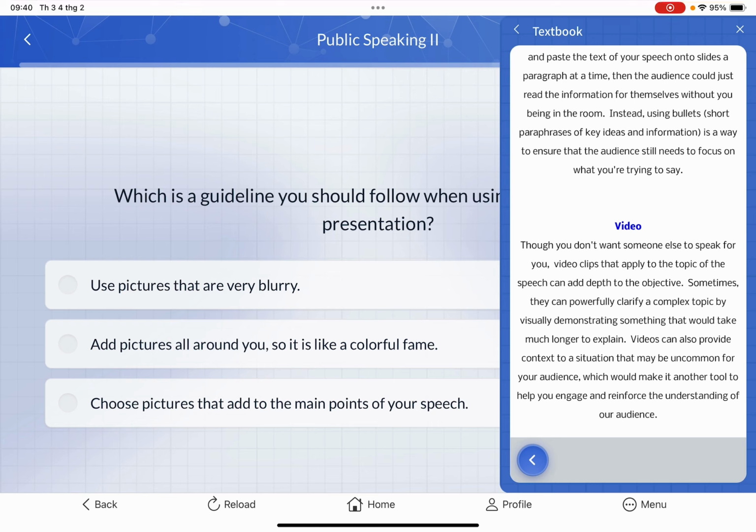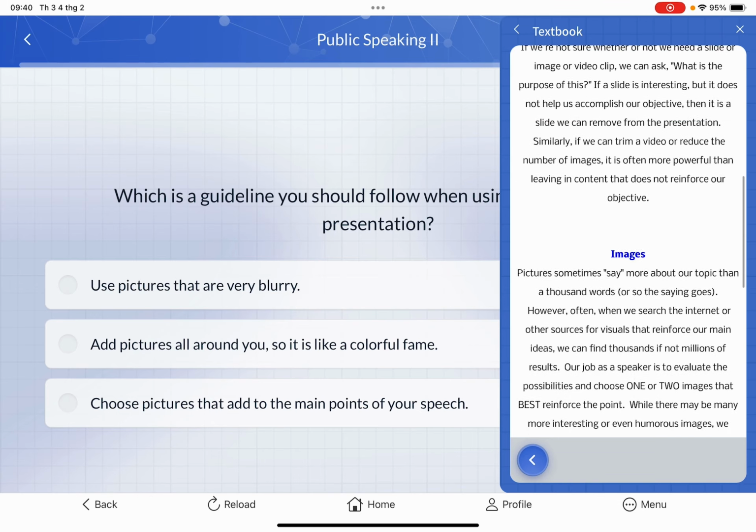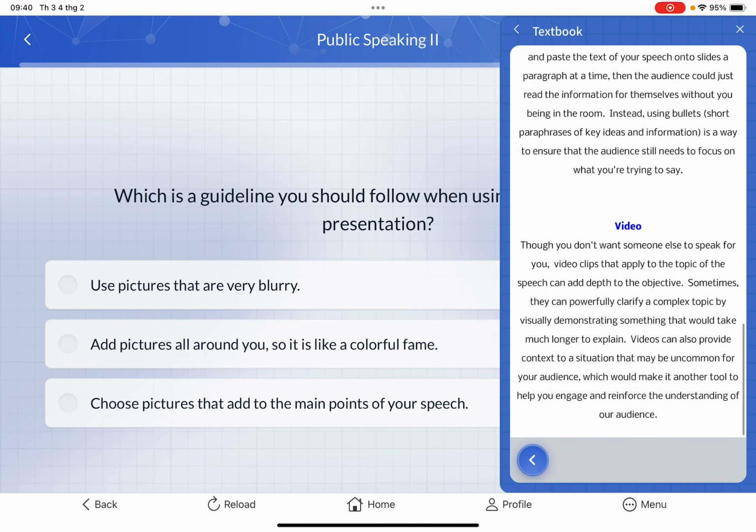Because video clips can show a much better situation than us explaining it. It can show more of something. It's kind of like proof. Video and images are kind of like proof that we can use to enhance our speech.